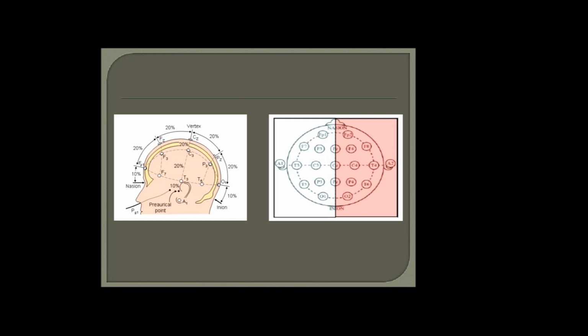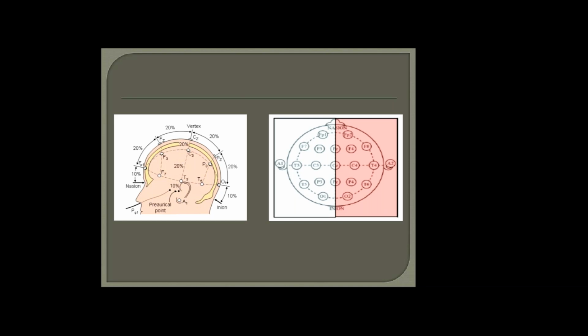So 20% from your Nasion would be acting as the reference electrode, and 10% from your Inion would be acting as your positive electrode. And the place of your pre-auricular point, highlighted as A1, is acting as your ground electrode. So again, I'm recapitulating this.